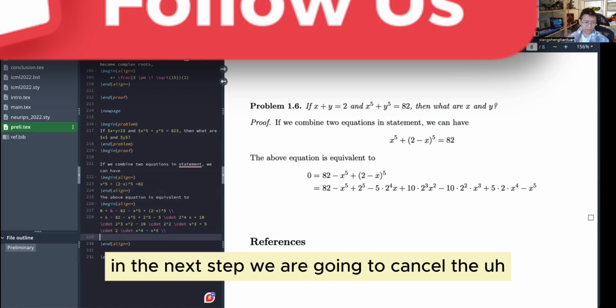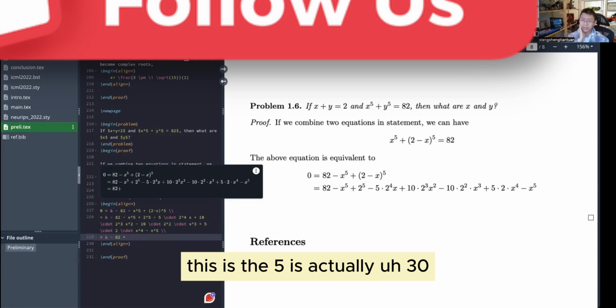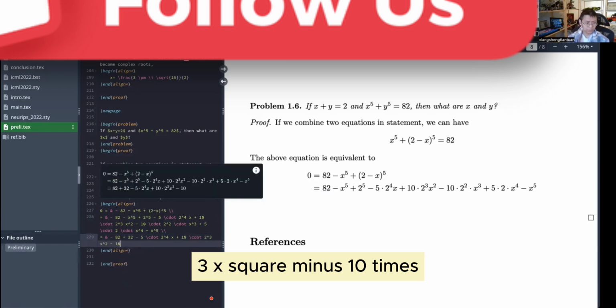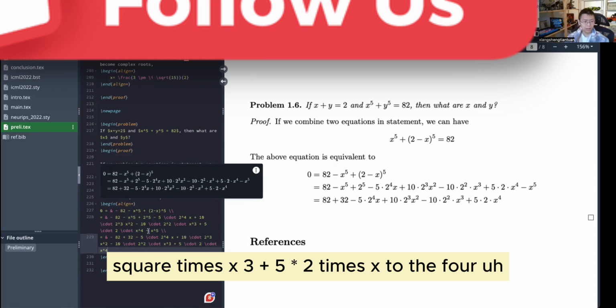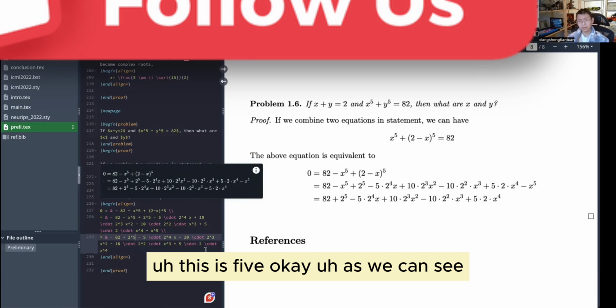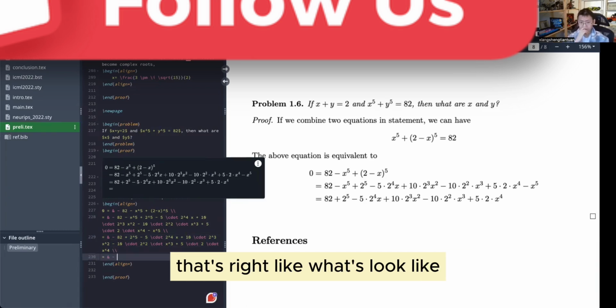In the next step we are going to cancel the x to the 5th. 2 to the 5th is 32, minus 5 times 4x plus 10 times 2 to the 3 times x squared, minus 10 times 2 squared times x cubed, plus 5 times 2 times x to the 4. Maybe let's put things back, taking it one simple step at a time, which is much better.